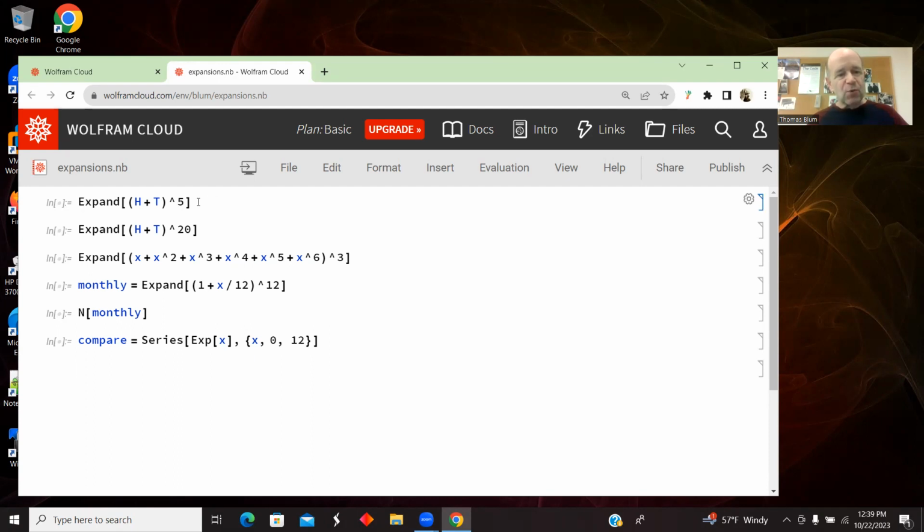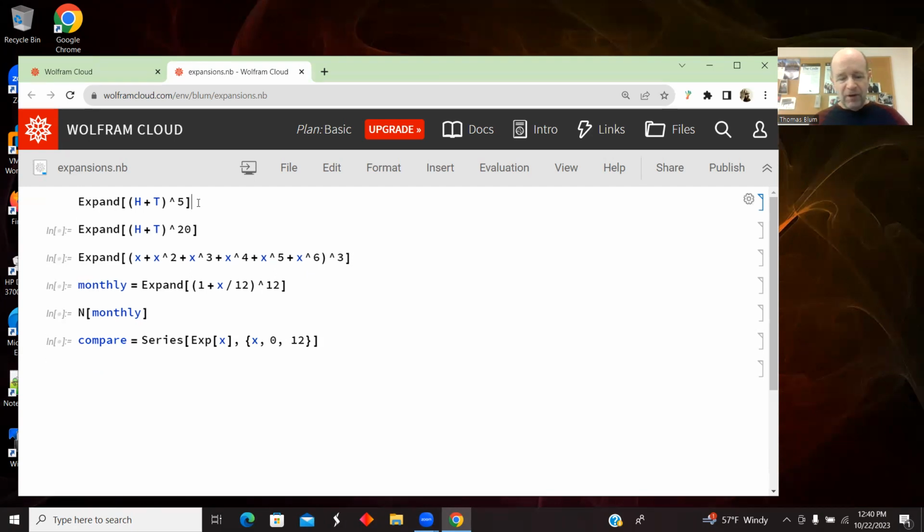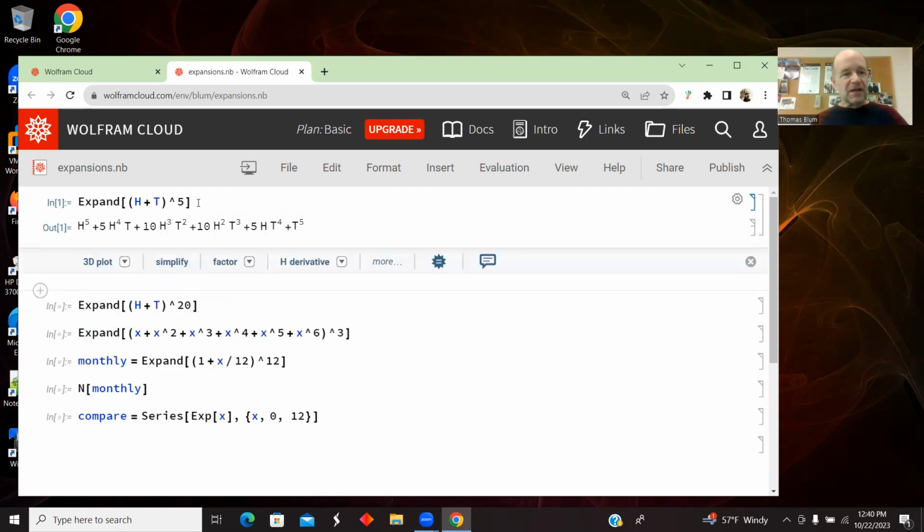This is going to change when I enter it, and I enter it by holding down the shift. If I just hit enter, it just gives me another line. But if I do a shift enter, then it is going to enter it into Mathematica, into Wolfram, and perform the function I've asked it to. So now I'm holding down shift and hitting enter, and it performs this expansion. H plus T raised to the fifth, it expands it out.